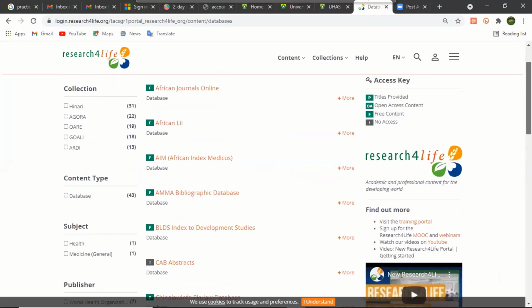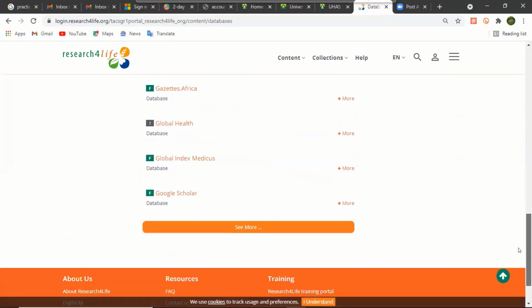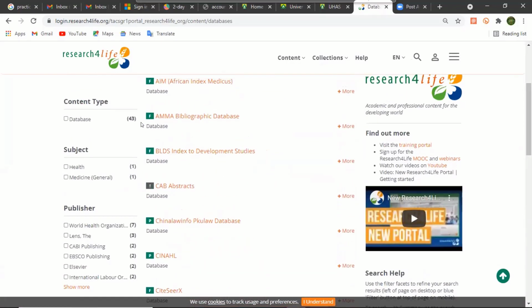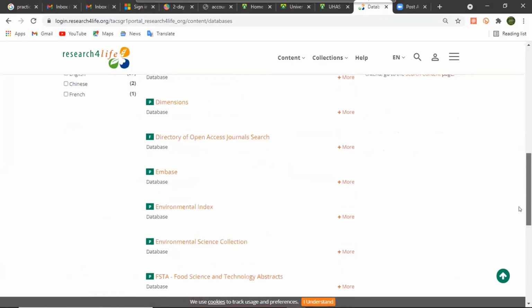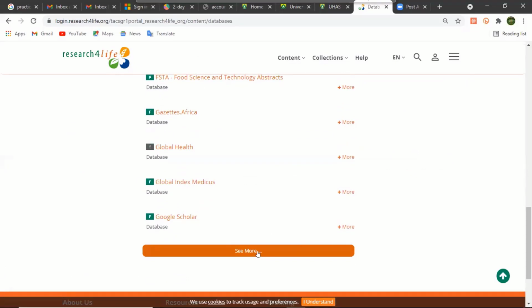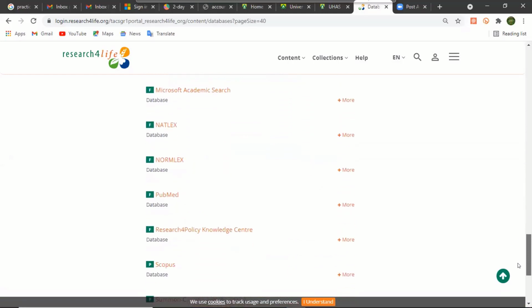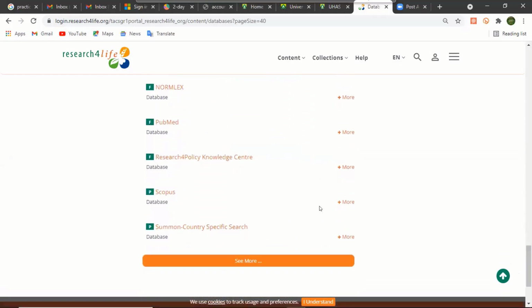I'm going first to use Scopus. I scroll down. This is an alphabetical list of the databases. We have how many of them? 43 databases, all right? So I'm going to scroll down to S, S for Scopus. I need to click on the More button, and I guess it will be on this second page. It displays the first 20 in alphabetical order. So Scopus is right here.